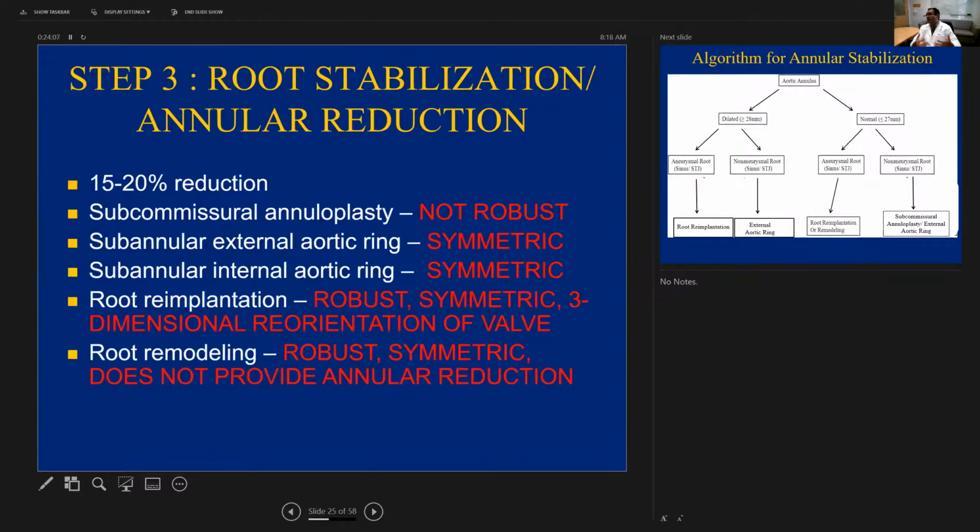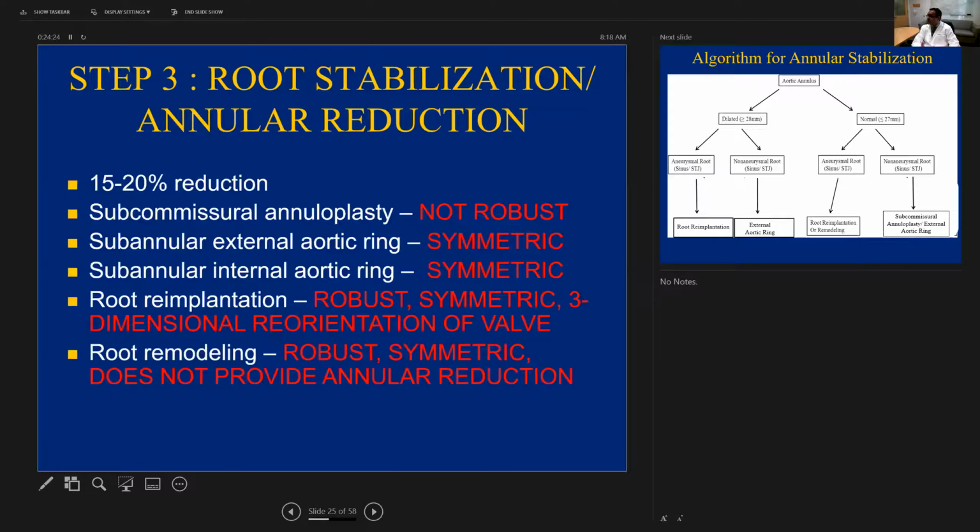Once you commit to a repair, it is very important to do some form of root stabilization and some form of annular reduction. Ideally, you want to achieve about a 15 to 20% annular reduction. There are many techniques of annular reduction and stabilization, and I'll go through these briefly.